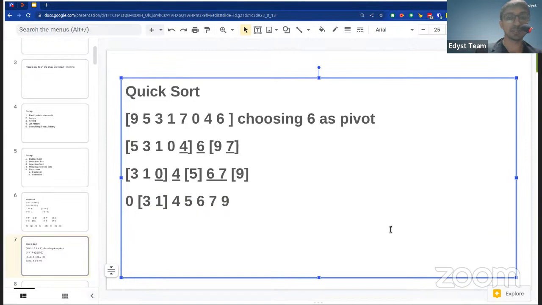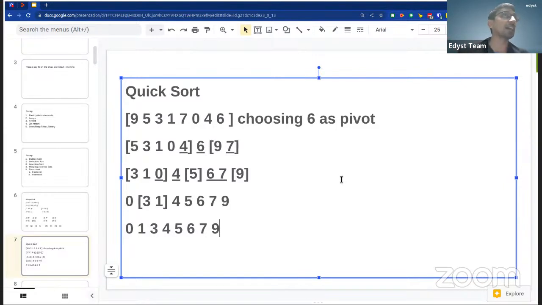So it becomes 0. So here what's the pivot? 1. And 1 will get placed here, up to the right side of 3. Then 4, 5, 6, 7. Okay. So how is it happening?